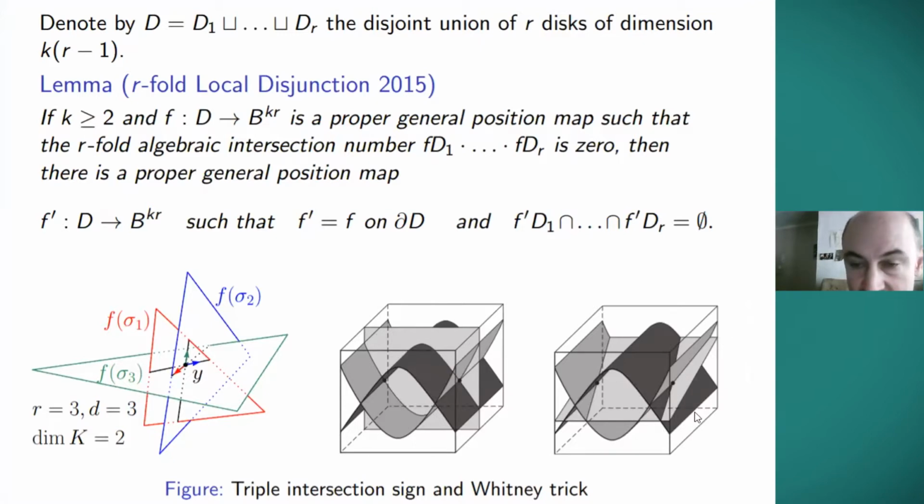Then we can see that the triple intersection will still be 2 points, but in the intersection with this rectangular disk, we cannot make the double Whitney trick because in this intersection, these points are not connected. They are in different components of the intersection. And that's what makes the situation non-trivial.